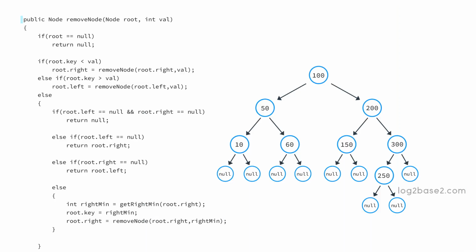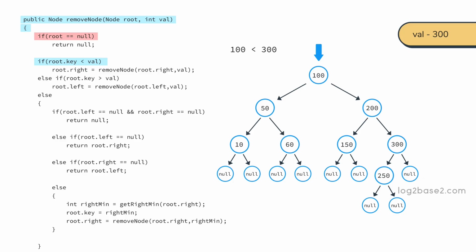Now let us delete another node. Let it be the node with value 300. So val equal to 300. So as we discussed, first check if the tree is empty, but it is not. So check if root key is less than val, and we have 100 less than 300. So 300 can be present in the right subtree only. So call remove node by passing its right subtree and the value.